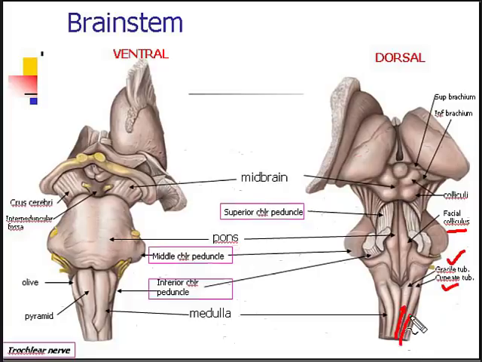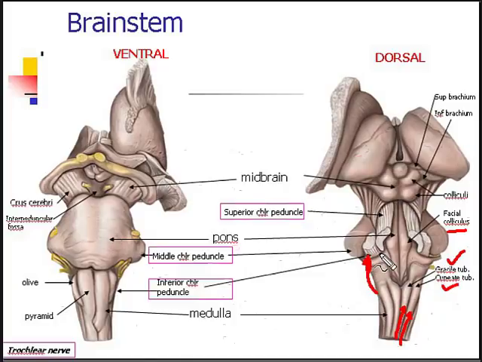So medially you have fasciculus gracilis, laterally you have fasciculus cuneatus, and then further laterally it's continuous with the inferior cerebellar peduncle, so this area. So you take the lateral most and you go up, that's the inferior cerebellar peduncle.